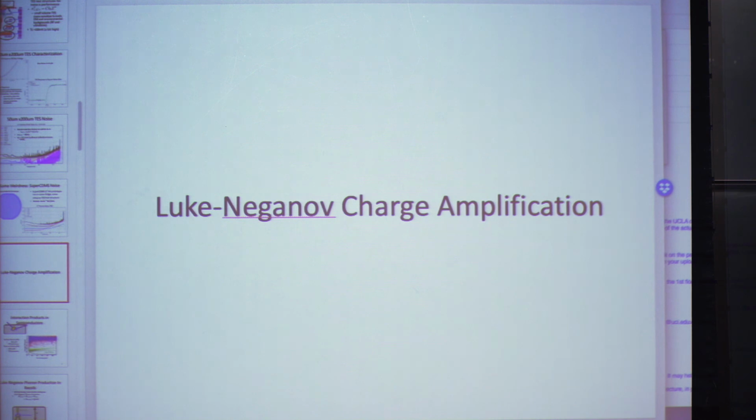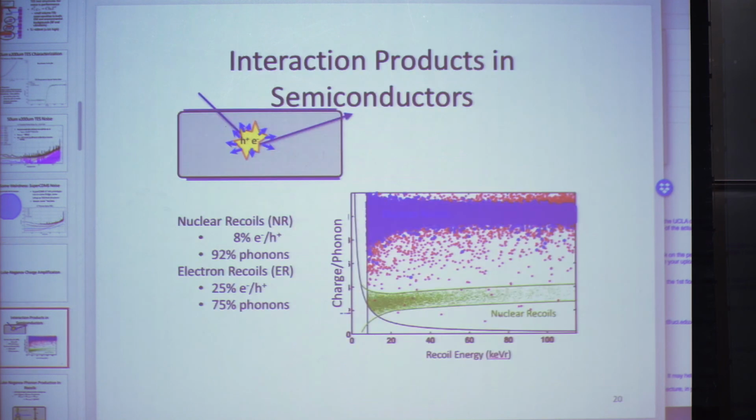Of course, we could also do it through amplification. We could amplify that original signal, and let's see how we could do that. So there's this idea of Neganov-Luke charge amplification. I think it's something that we use, but it's very similar to what we do in LZ. So it's sort of interesting. So let's talk about this, again, this idea of interaction products in a semiconductor, also in a noble gas.